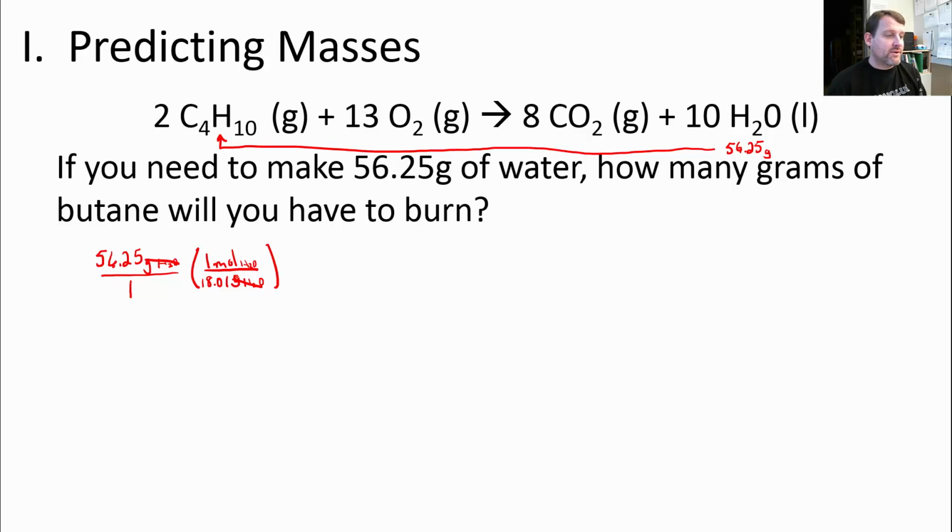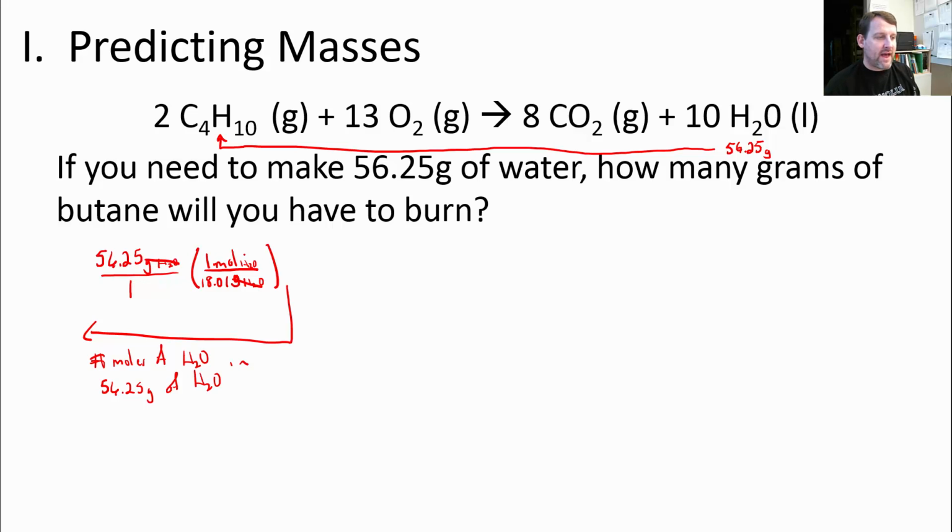All right, so the next question we ask ourselves is, what does this number mean? So I go, okay, so this number here, it must mean this is the number of moles of water in 56.25 grams of water. So this is the number of moles of H2O in 56.25 grams of H2O. So basically we've just converted our how heavy into how many.